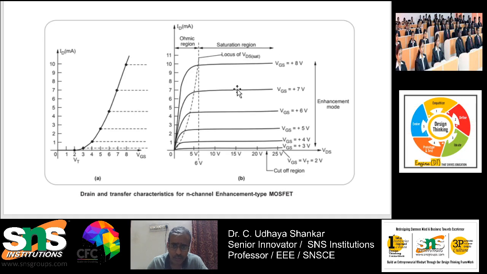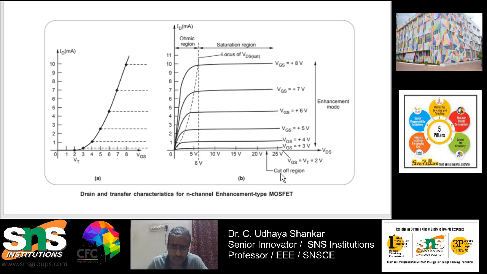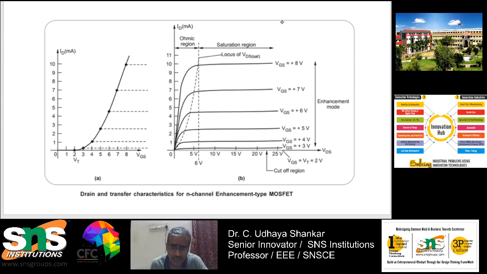Now let us go into the characteristics. This is the characteristics of N channel MOSFET. You can see that there are 2 different characteristics. This one is called the drain characteristics.